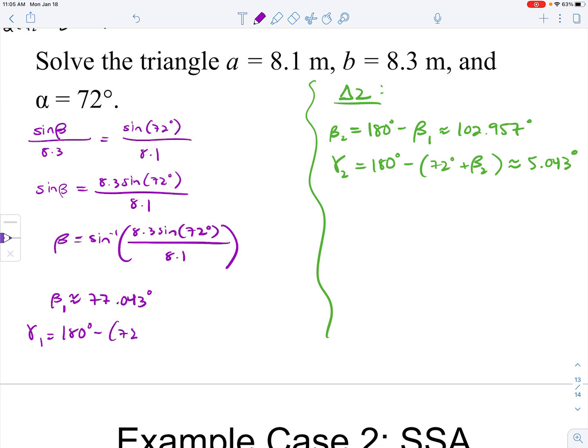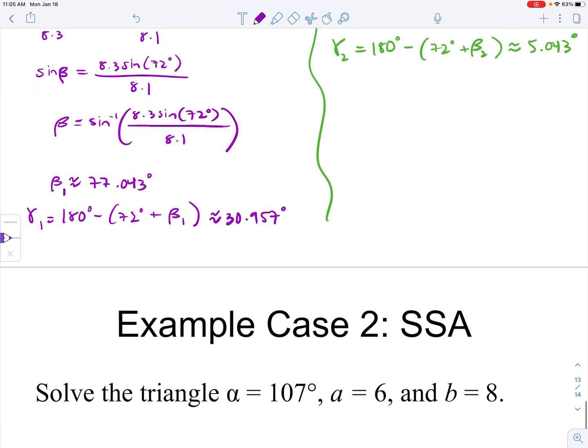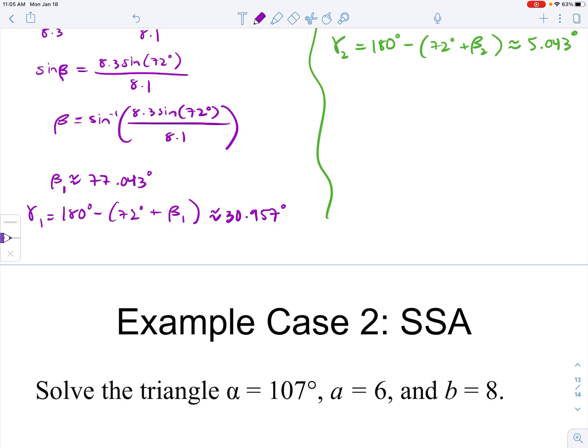Okay, so let's go back to triangle 1 and solve for gamma in triangle 1. So gamma sub 1 would be 180 degrees minus the sum of 72 degrees and beta sub 1, and you still have beta sub 1 stored in your calculator. It can be really helpful to make notes on your page about what values you're storing in your calculator. So that ends up being approximately 30.957 degrees.